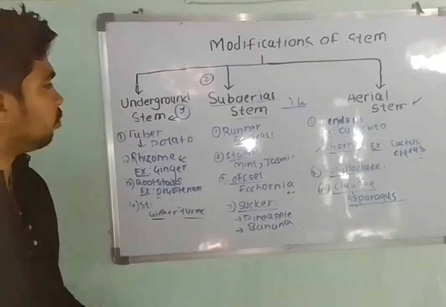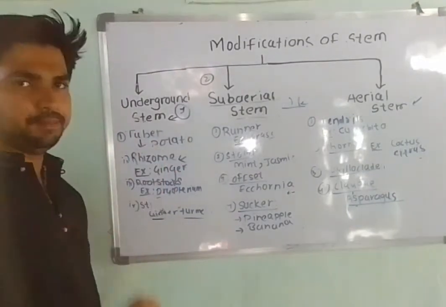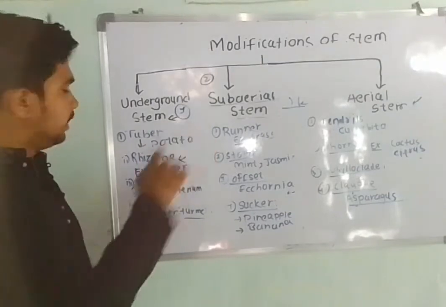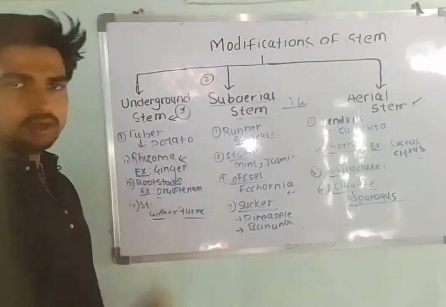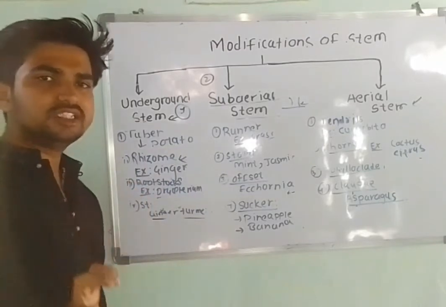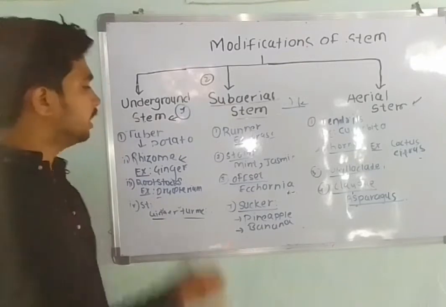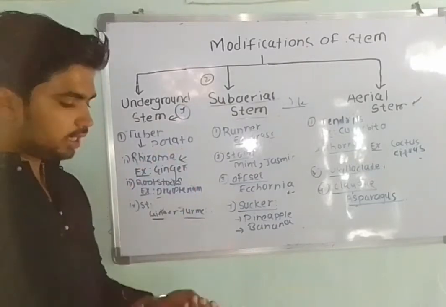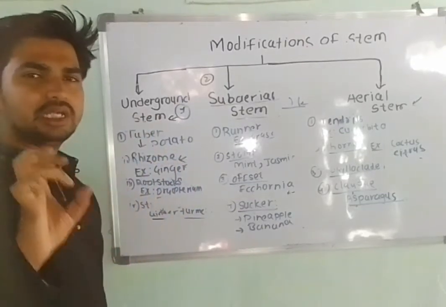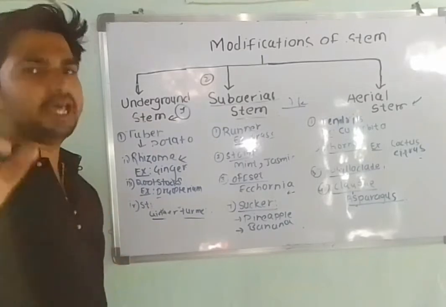Then, what is in the underground stem? The underground stem is divided into the following types. Number one is the tuber. What is meant by tuber? A tube-like structure or shape is known as the tuber. We know that the potato is actually a tuber-like structure.